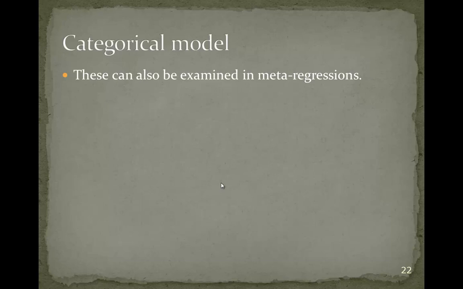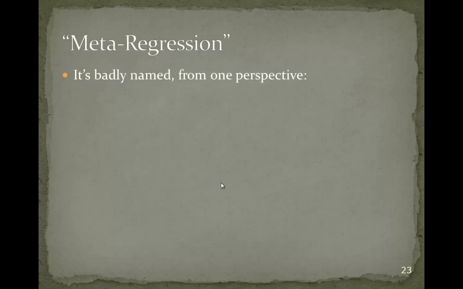So one caveat about running categorical models is they are, well, pretty much always bivariate and only bivariate. An advantage with going to meta-regression is that you're going to have a lot more flexibility about what variables to include. So why the quotation marks?